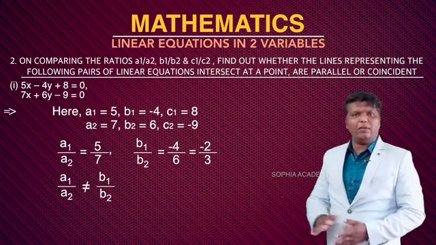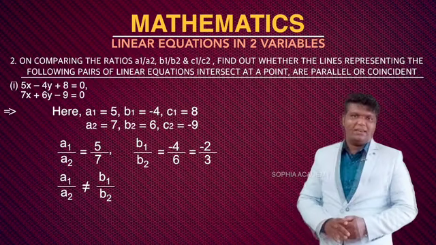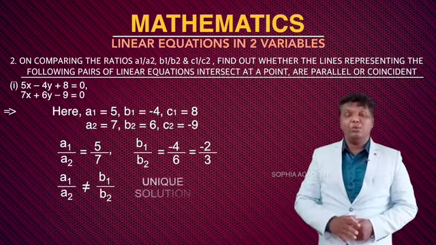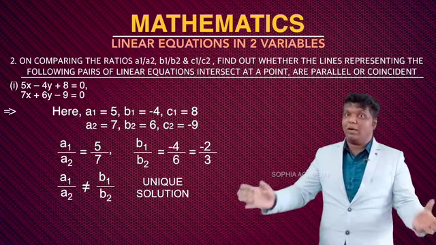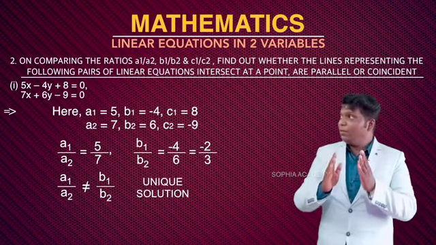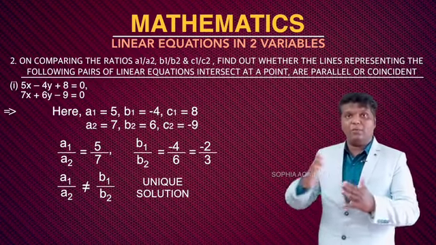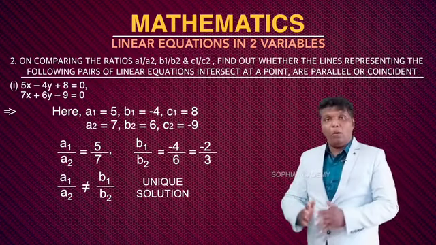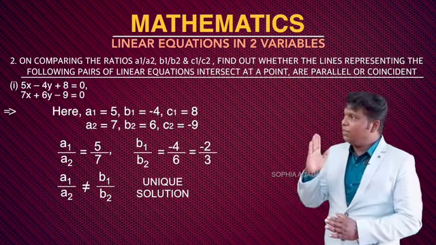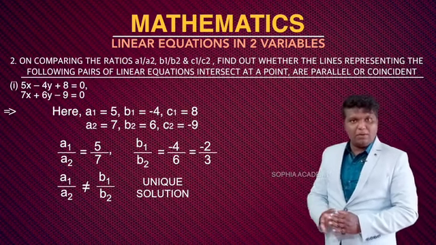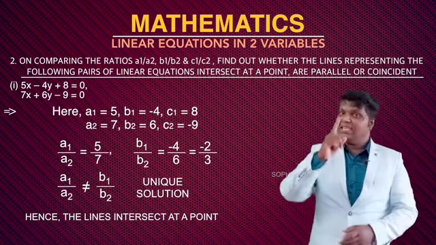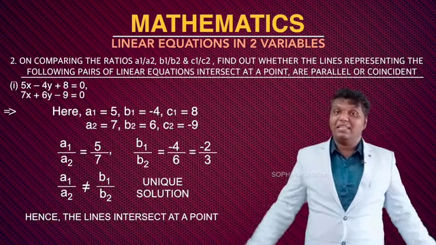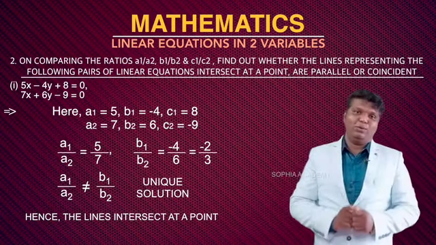So if a1 by a2 is not equal to b1 by b2, what does it mean? It means that they're having a unique solution. And what about our question? The question is not about unique solution or about consistency. The question is whether we have to mention whether the lines will intersect or whether they are going to go in parallel or they are going to coincide. So here, as a1 by a2 is not equal to b1 by b2, we can say that the lines will intersect at a single point. And in other words, we can say they will have a unique solution.